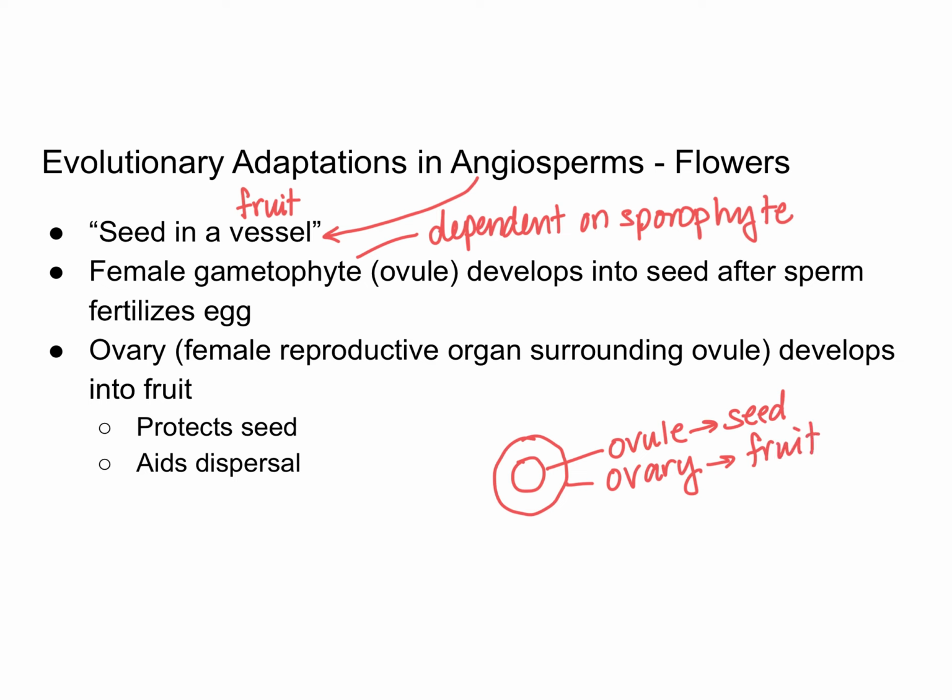This fruit is going to help to protect the seed, but also aid in dispersal. That's because the fruit can be sticky, so it might stick to an animal and be carried somewhere else. The fruit might be tasty, so an animal might eat it and then either drop the seeds somewhere, or the seeds might pass through the digestive tract and come out in the feces and then be planted wherever they land.